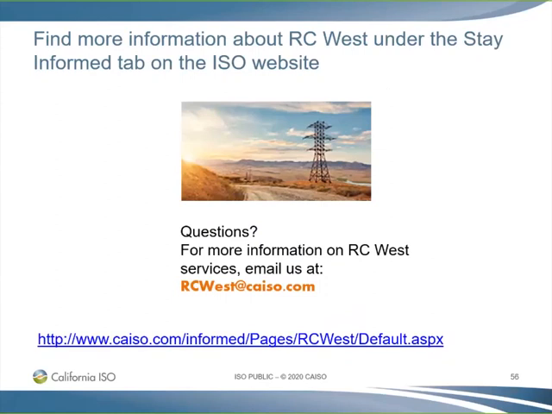I mentioned that last year we became the reliability coordinator for the West. So reliability is an essential element of operating the electric grid. We have information about our RC services on the RC West page. You can click on that link here, or if you have specific questions about that, there's the email address on this page, rcwest@caiso.com, that you can send your questions to.